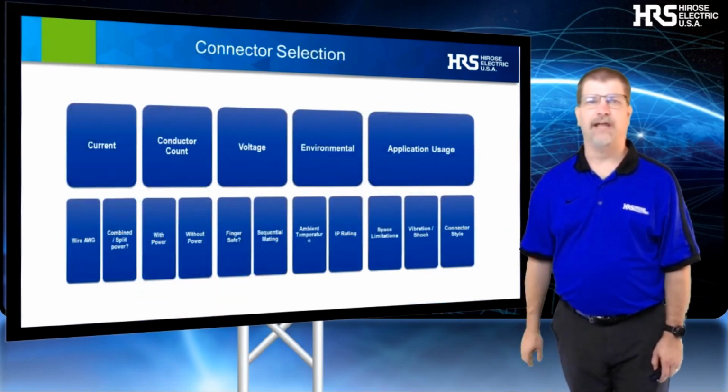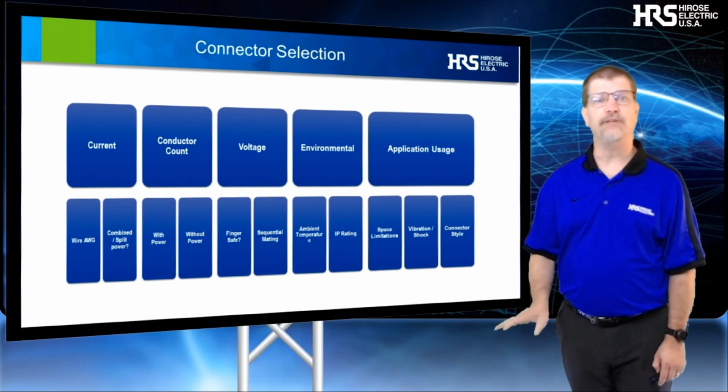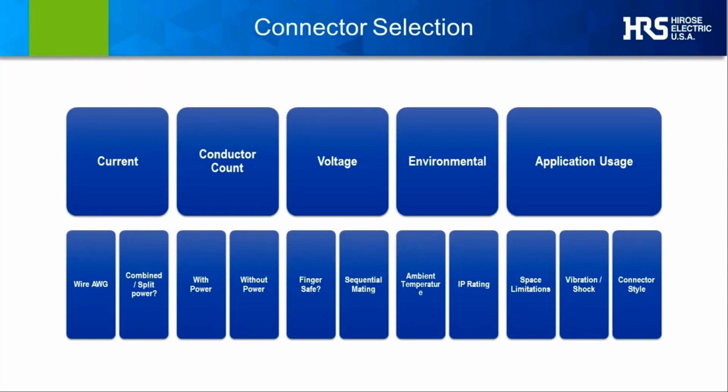The factors that impact the selection of a power connector can usually be reduced to the following items: the current or amperage for your application, the conductor count, the voltage rating or any creepage or air gap requirements that you might have, or safety ratings regarding voltage, the environmental requirements for your applications, maybe an IP rating, the application information, maybe there's special mounting or space restrictions that you have.